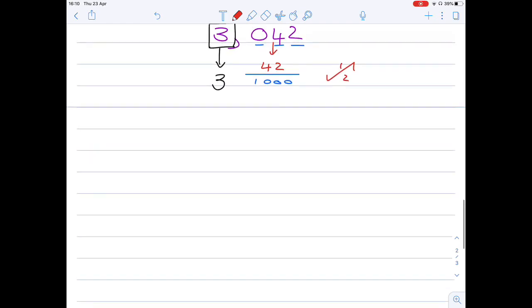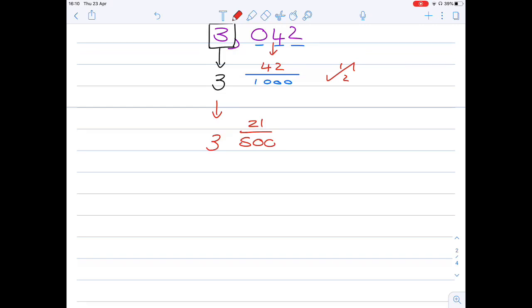The next step would be to change it into its simplest form. So 3 stays, your whole number does not change. If you look at what can go into 42 and 1,000, the easiest number would be 2. So 42 divided by 2 is 21, and 1,000 divided by 2 is 500. So that's what we've done so far.